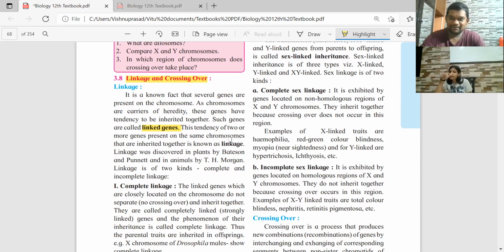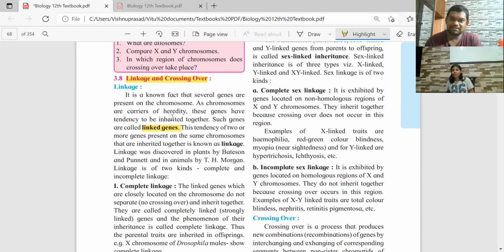If we define what linked genes are: genes have a tendency to be inherited together. If you ask for the definition, for linked genes as such there is no formal definition, but you can just write the meaning. Linked genes are those genes which have the tendency to be inherited together from a chromosome.